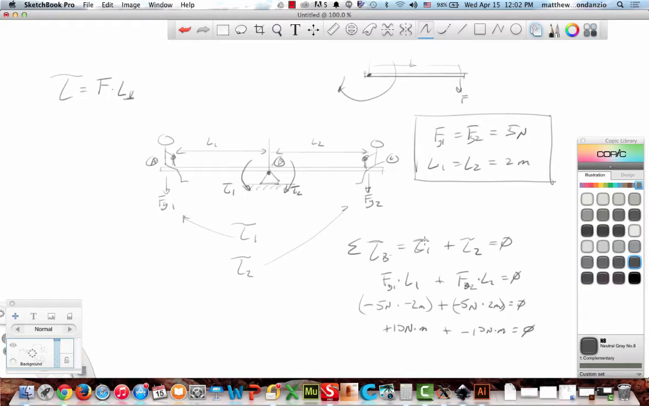When you're doing the sum of the torques, this is important. If that's my pivot point, here's my pivot point, PP, pivot point, any length to the right is going to be positive. Any length to the left is going to be negative.